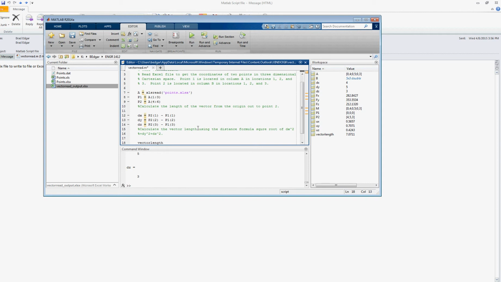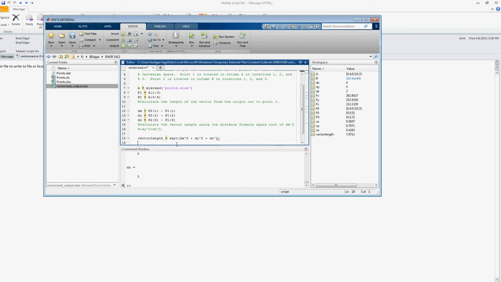It helps, especially if you're going to come back later, to make these variables as descriptive as possible. So I'm going to use the Matlab function square root, sqrt. And we'll say dx squared plus dy squared plus dz squared in the parentheses. Alright, let's save this right quick and see if that's going to work.